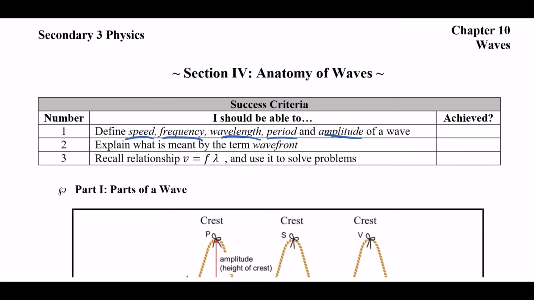Actually, they're quite easy to remember. Right, so a few names here. Next, what it means by wavefront, yet another name. And this is one of the formulas, the main formula for waves that we need to remember: v equals f lambda. I'll tell you what they are.